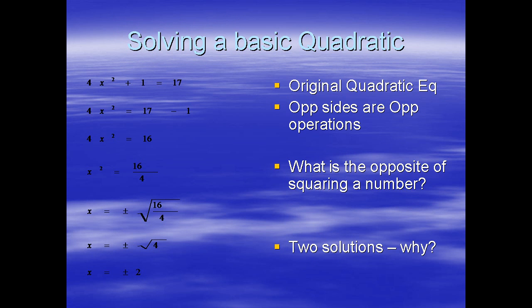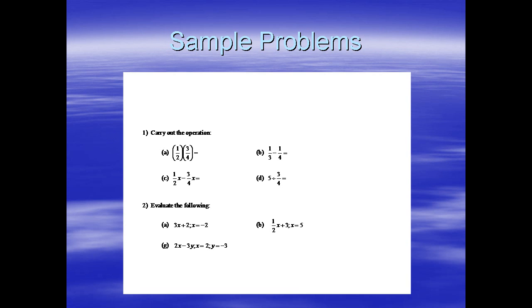So solving a basic equation, as we did here, you solve it just the same way as a linear, except that now you have a degree 2, which means you have to worry about a square root, because the opposite of squaring a number is taking the square root. Now remember, as I said before, the square root of 4 is really plus 2 or negative 2, because of what we spoke about before.